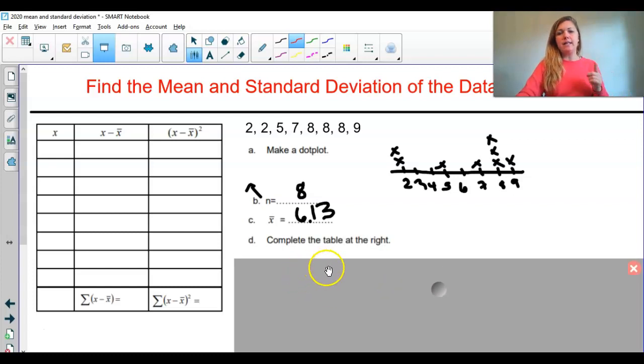The next thing it's going to say is complete the table at the right. Okay, so what I need to do right now, and I'm going to talk you through this nice and slow. This first column here is X. That represents all of your observations. Write that down on top if you need to, that it's all of your observations, all the numbers in the data set. Okay, so let's do that now. Let's fill that out.